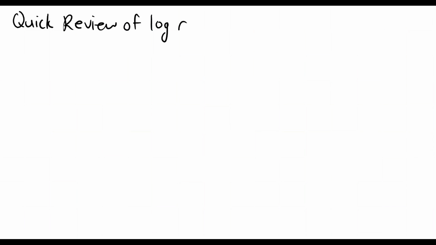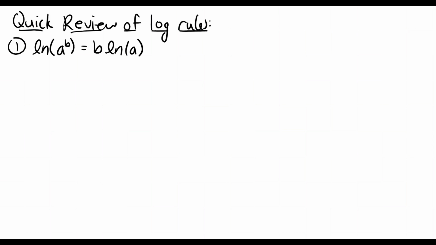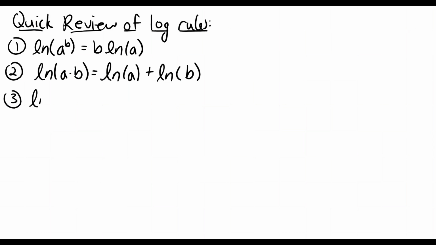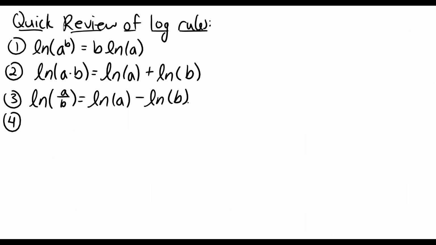Let's quickly review all of our log rules. If we have the natural log of a raised to the b, we can bring down the power to get b times the natural log of a. Natural log of a times b is equal to natural log of a plus natural log of b, and similarly, natural log of a over b is equal to natural log of a minus natural log of b. And if we have another log base, we can move to the natural log by doing natural log of b divided by natural log of a.